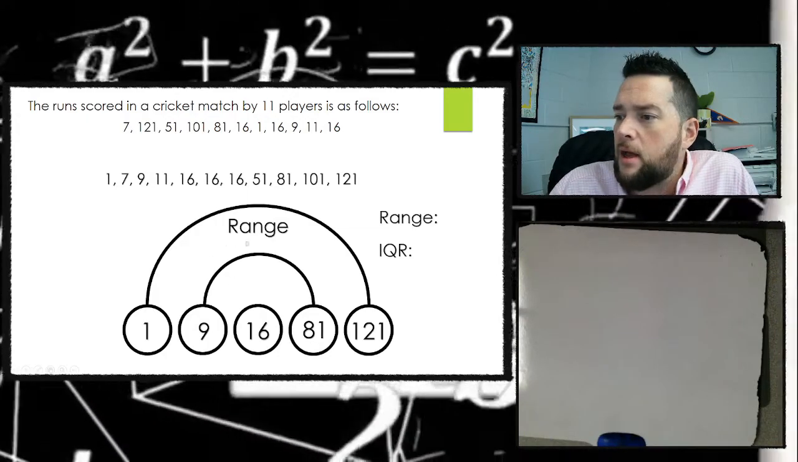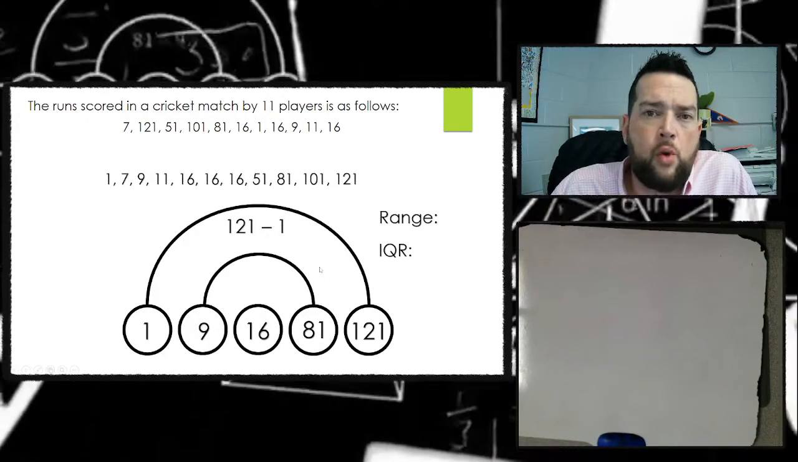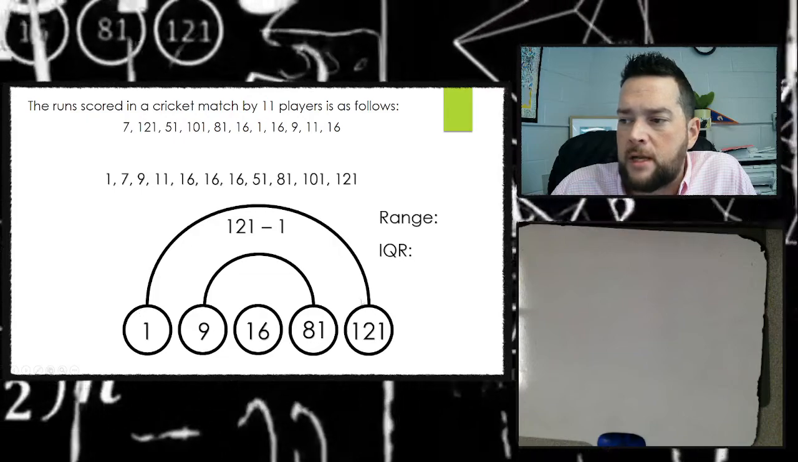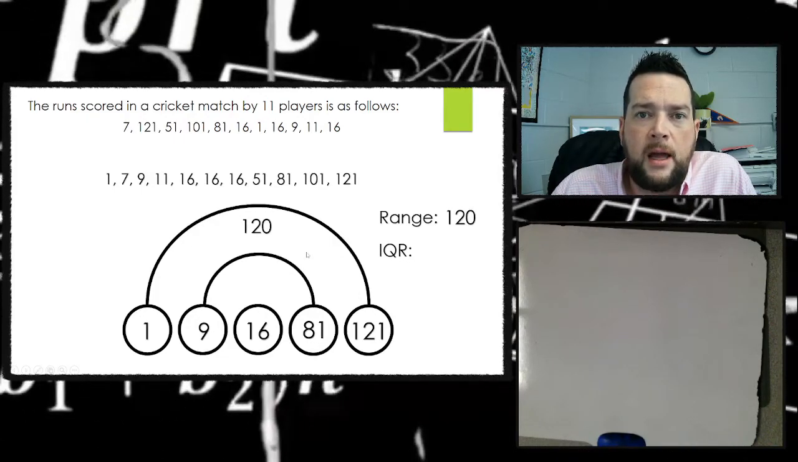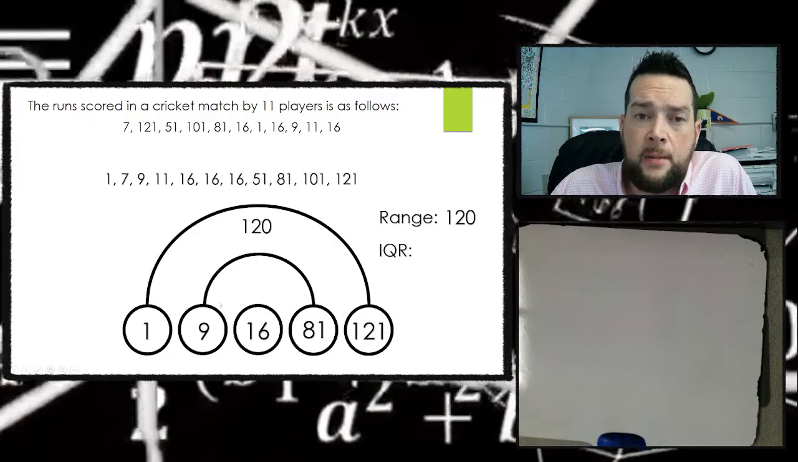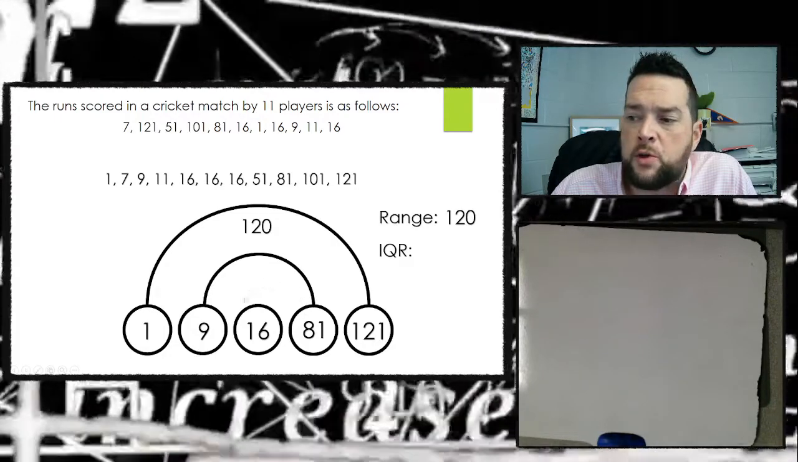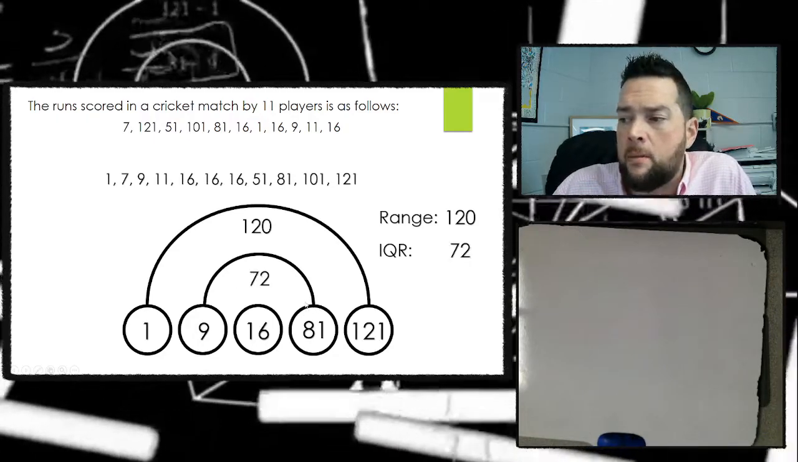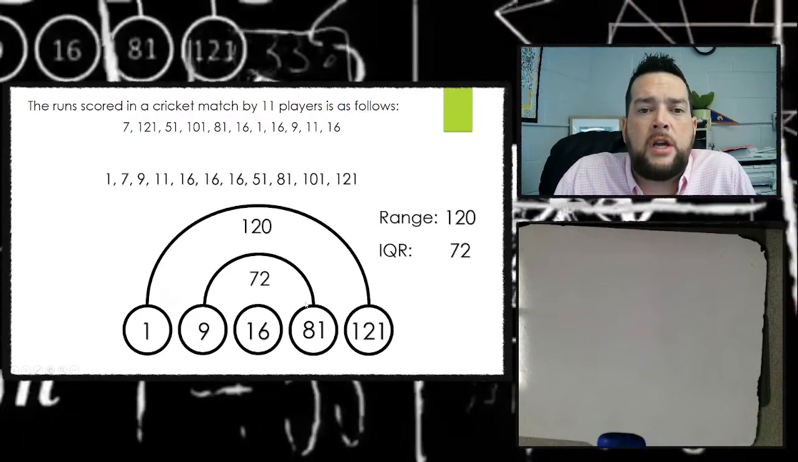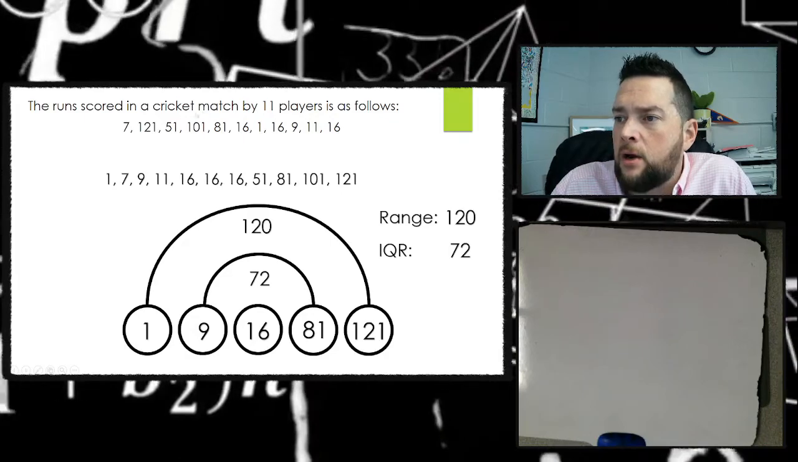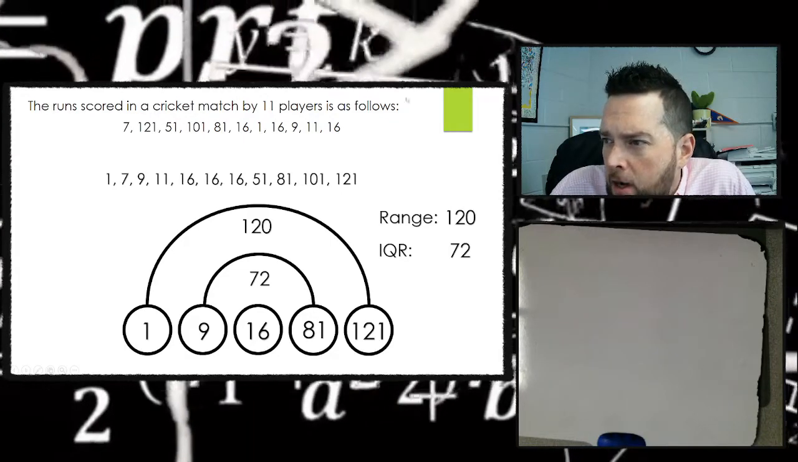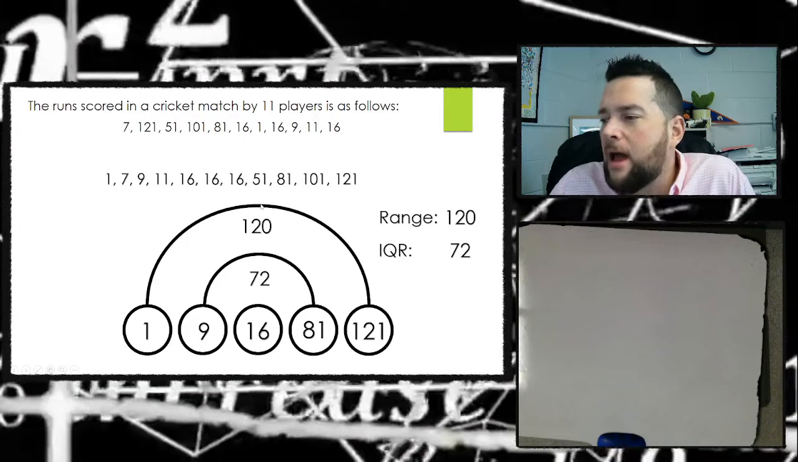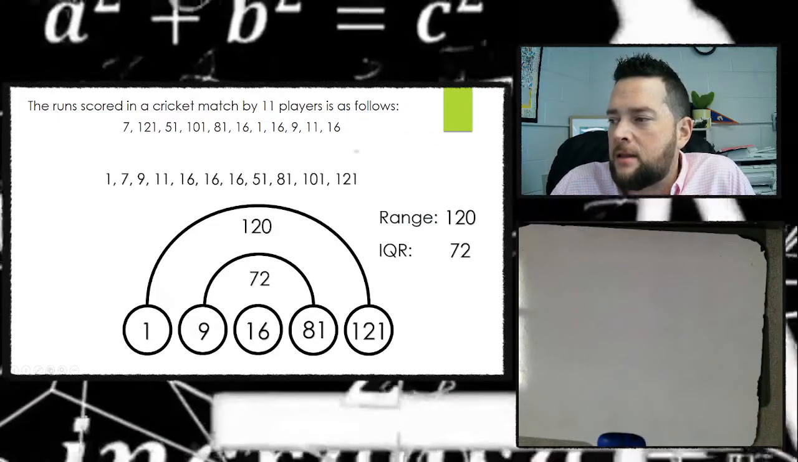The range here is 121 minus 1. That's the difference between the greatest and the least. That's going to be 120. And the interquartile range, or the itty-bitty range, is the difference between Q1 and Q3. So we're going to subtract them: 81 minus 9, that gives us 72. So the interquartile range for this data set, which represents the runs scored by a cricket match of 11 players, is 72, and that's the range and IQR.